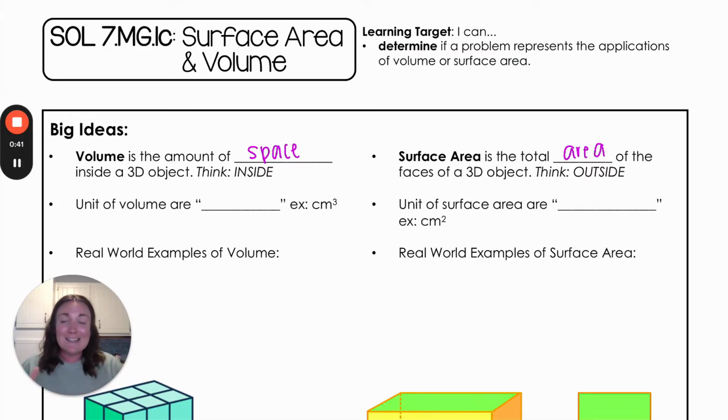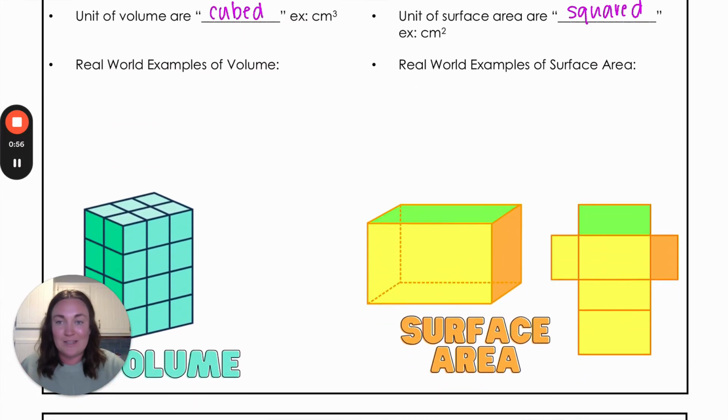All right, the next big difference is our units of volume. So units of volume are always going to be cubed, whereas units of surface area are always going to be squared. And let's talk about why using these pictures down here.